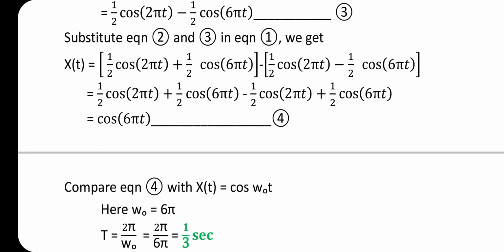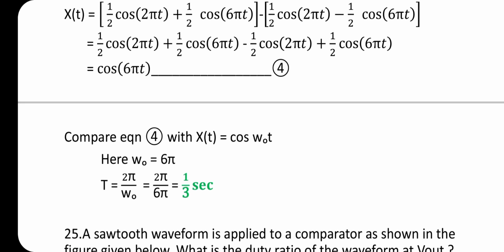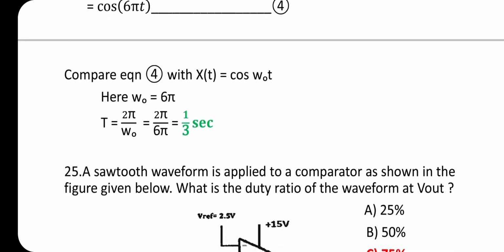Compare equation 4 with x of t equal to cos omega naught t. Here we get omega naught equal to 6 pi. So the time period T equal to 2 pi by omega naught. This is the equation of time period, which is equal to 2 pi divided by 6 pi, which we will get as 1 by 3 second.